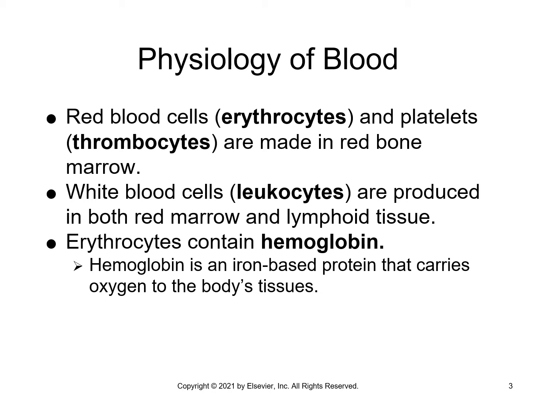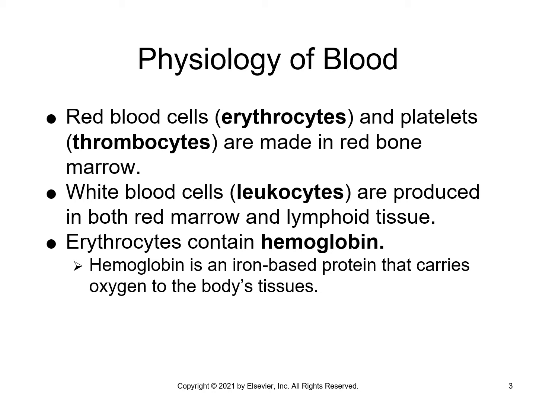The other type of blood cells that we have that are very important are our leukocytes or white blood cells. These are also produced in red bone marrow, but in addition, they are produced in lymphoid tissue. And so some of our lymphoid tissues are going to be tissues like the spleen or lymph nodes or areas like that. So these are coming from not just the red bone marrow, but from other areas as well. Now, the process of producing red blood cells is called erythropoiesis. And so that's going to be an important term to remember as we go through this chapter.